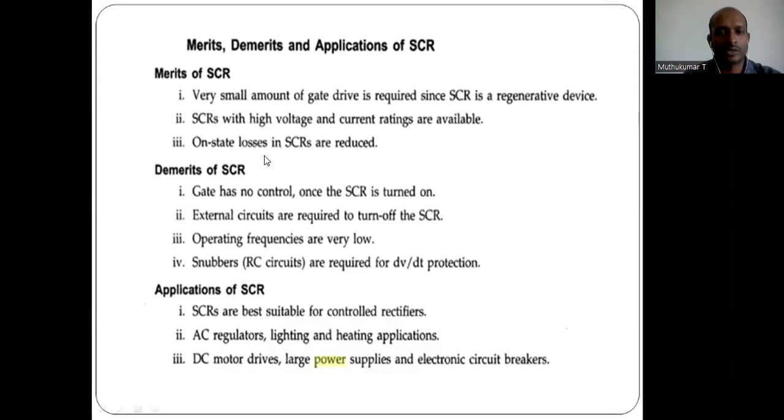Demerits, that is disadvantages: the gate has no control once the SCR is turned on. So we need a turn off circuit. External circuits are required to turn off the SCR. Operating frequencies are very low. Snubber circuits are needed for dV/dt protection.